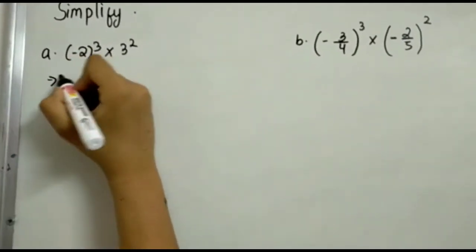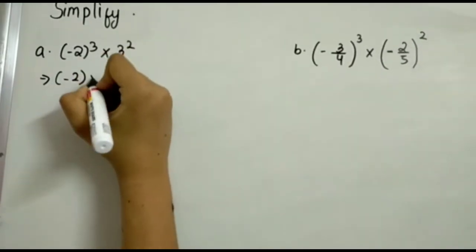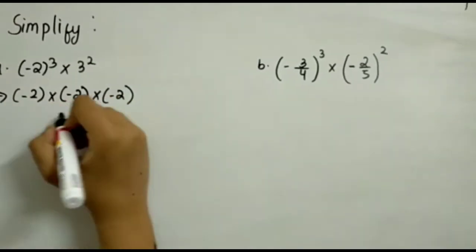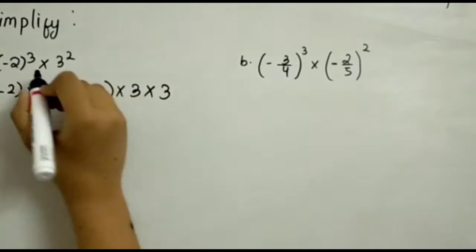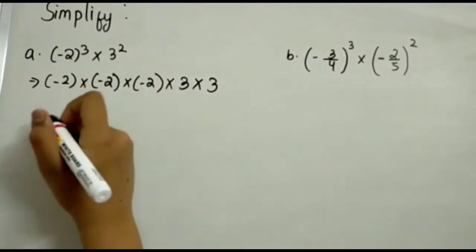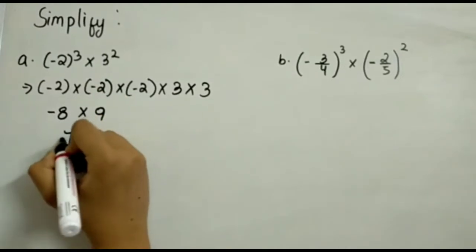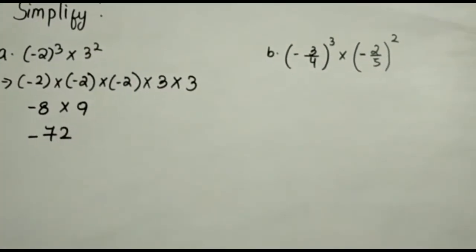So the answer is 2 into minus 2 into minus 2 into minus 2 into 3 into 3. Answer is minus 8 into 9. So the final answer is 9 into 72 minus.